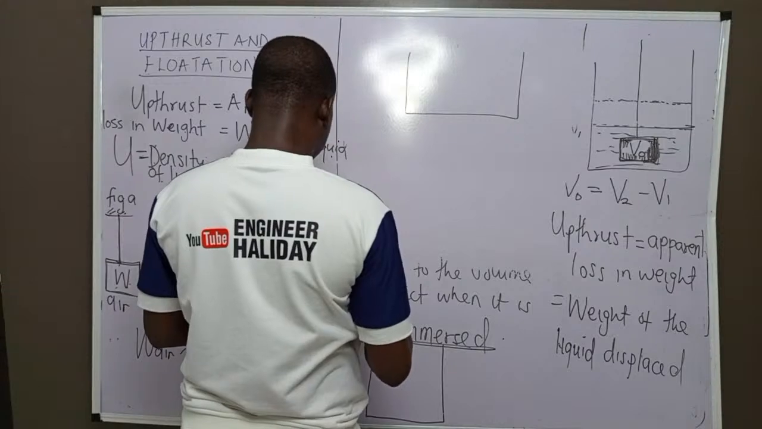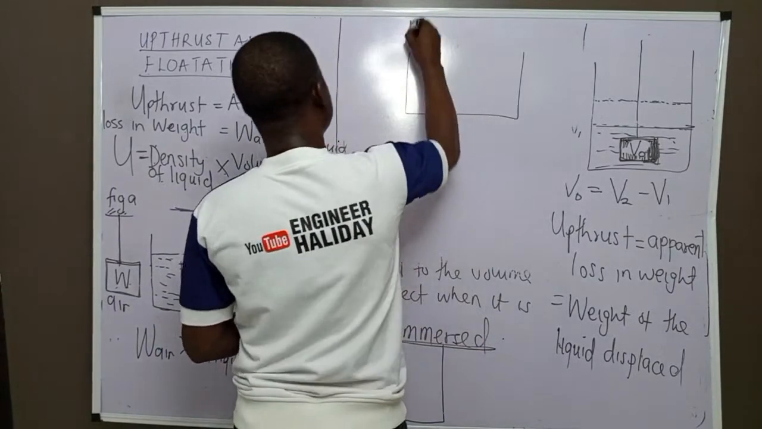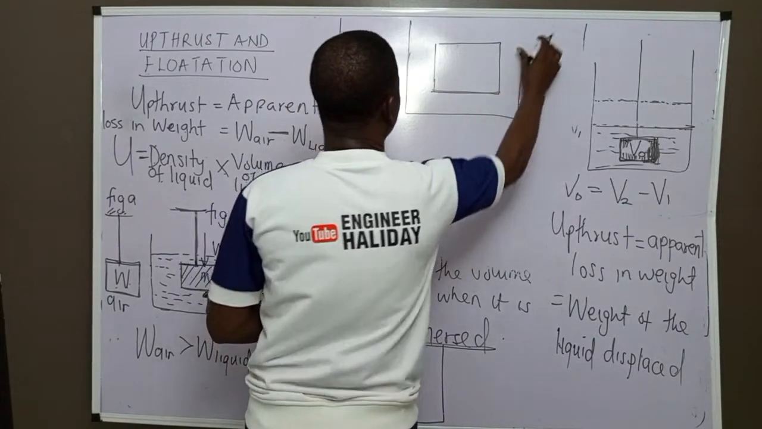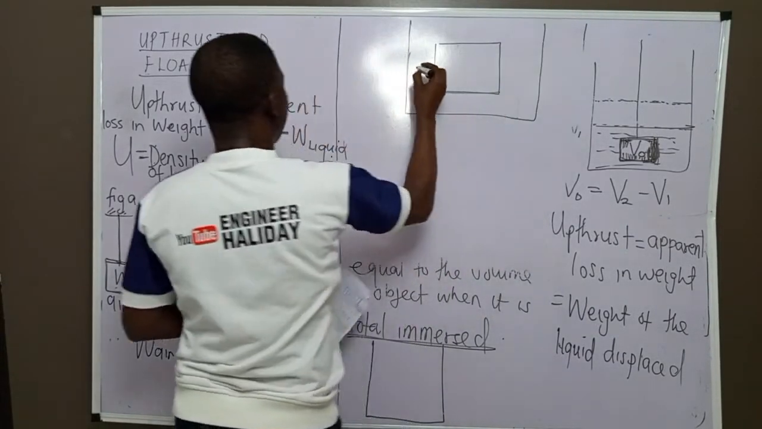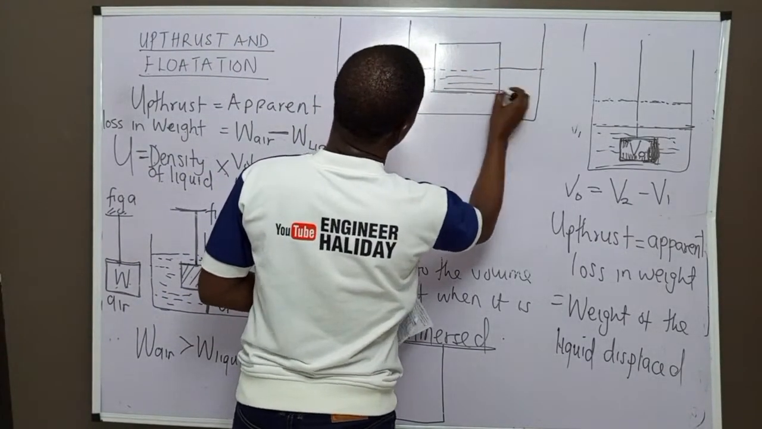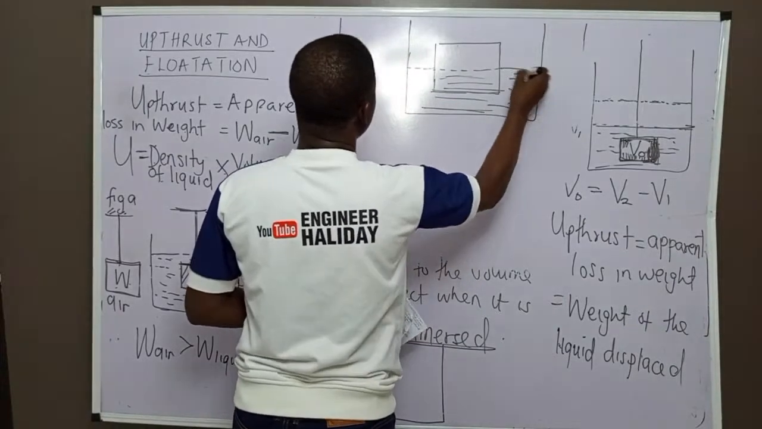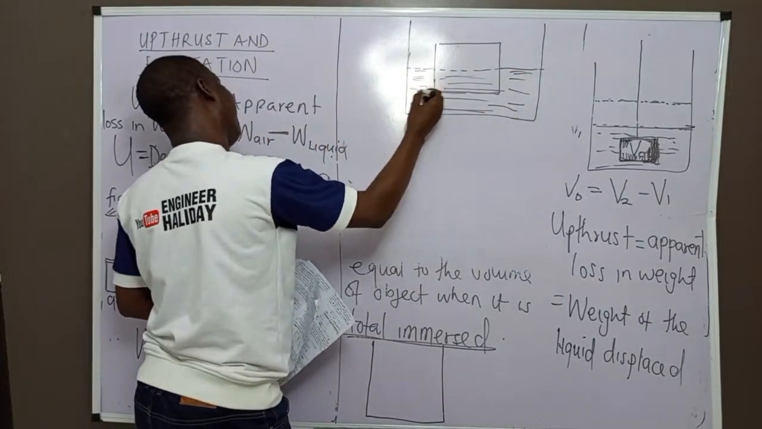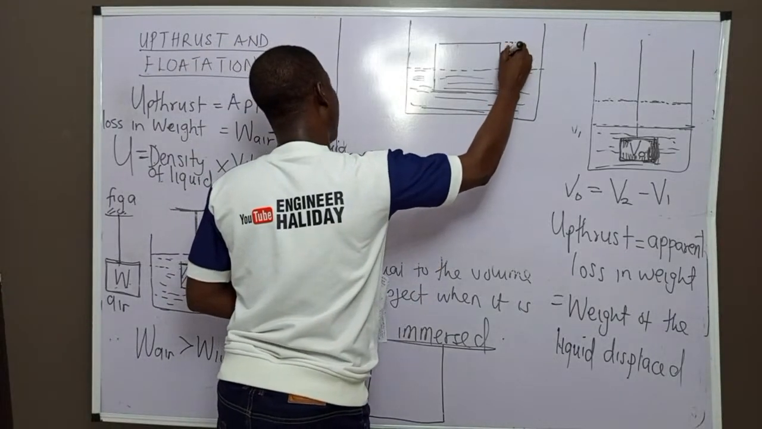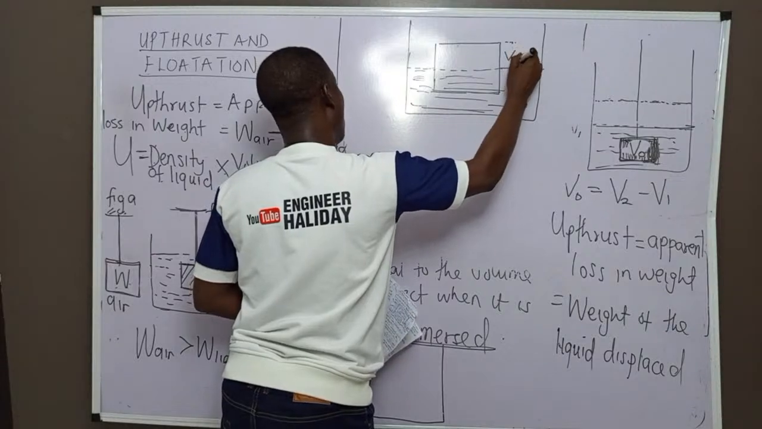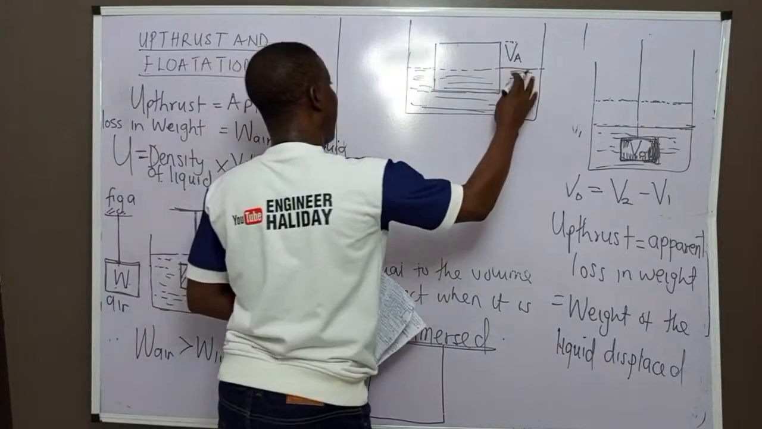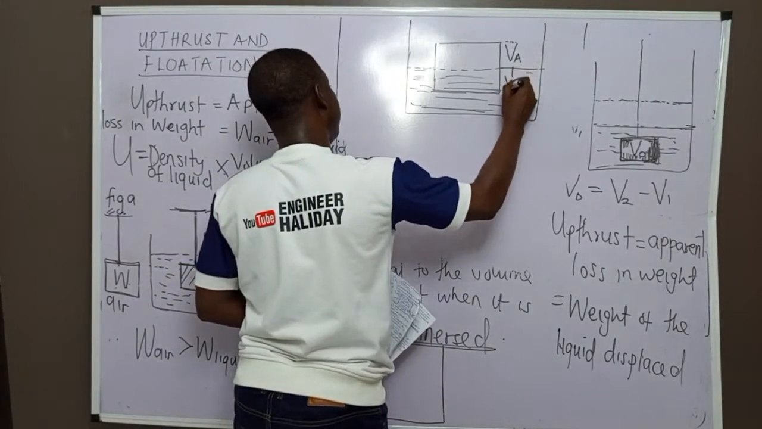Now, for instance, let's take a diagram of this kind. Let's say we have this body, a very large body. And let's say some part enters the liquid. If we check now, there is some part that is still above, which is not in the liquid. Let's call this one V above, VA, that means above. And let's call the other part V in.